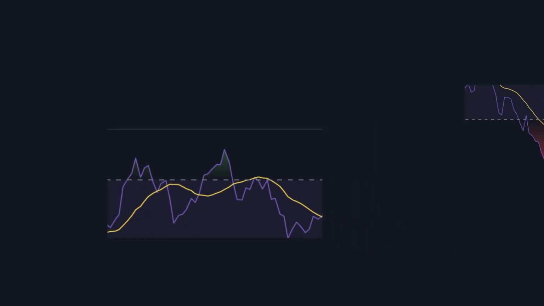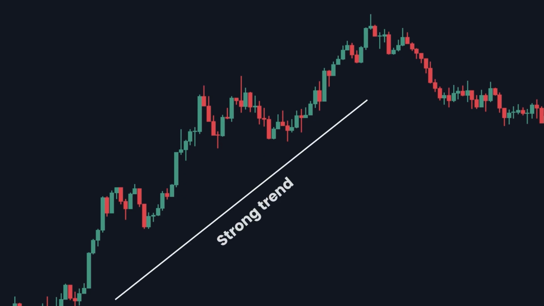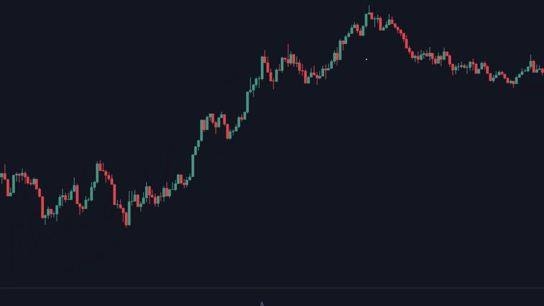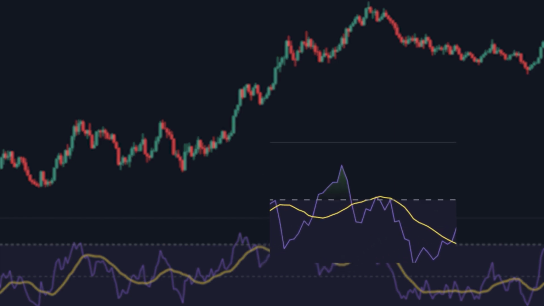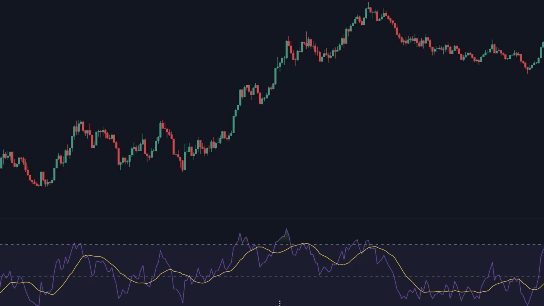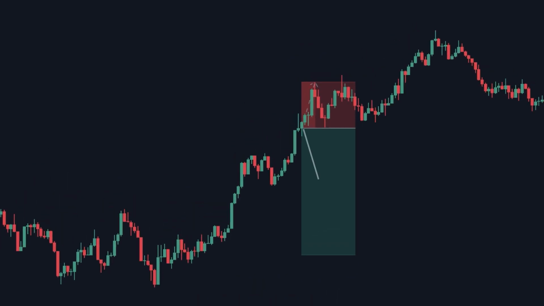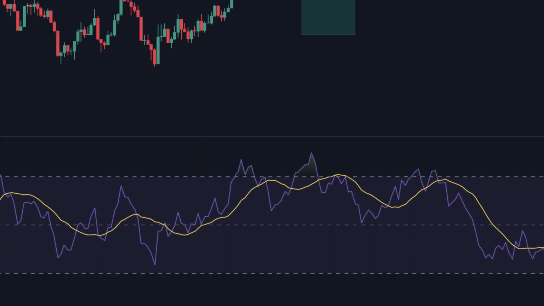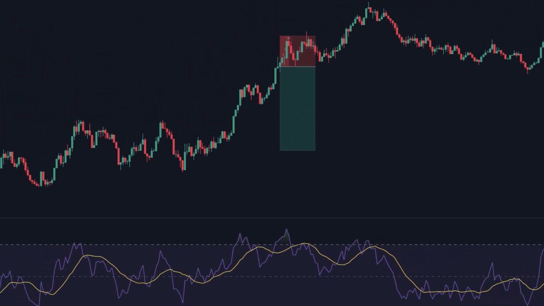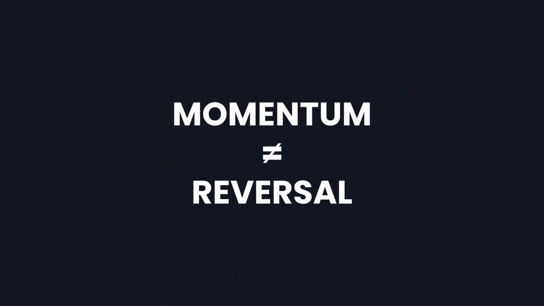Here's the problem. The RSI can stay overbought or oversold for an extended period, especially during strong trends. And that's where so many traders fall into a trap. Take a look at this chart. Notice how the RSI moved above 70 into the overbought zone. If you followed the typical strategy and sold right here, thinking the market was about to reverse, you would have lost money. Why? Because instead of reversing, the price kept rising, and the RSI stayed overbought for a long time. That's the nature of strong trends. The RSI reflects momentum, not an immediate reversal.